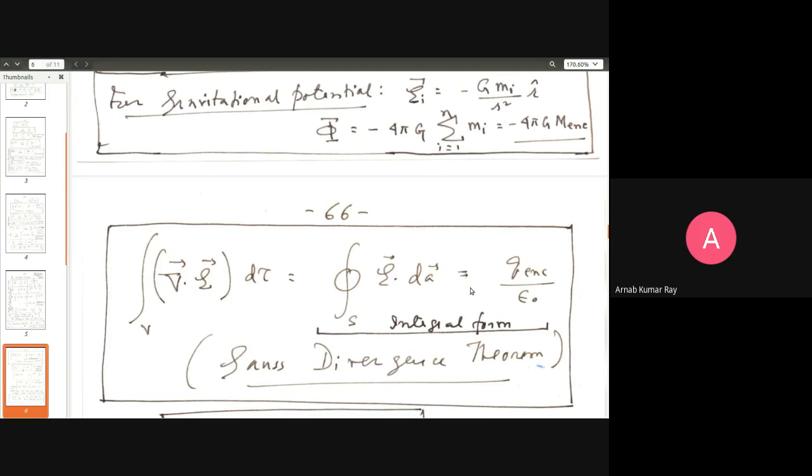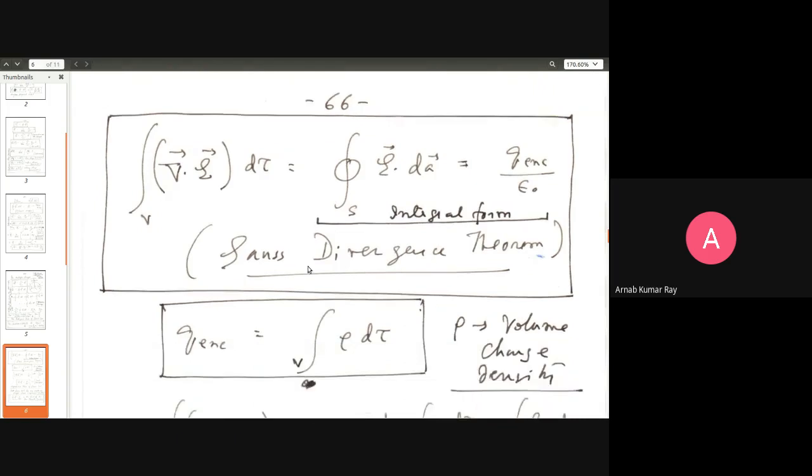Now, let us see what we can do with this charge enclosed. Follow this. This is just algebra, no physics any longer. We have got the physics enough. Charge enclosed is equal to the integral of rho d tau.